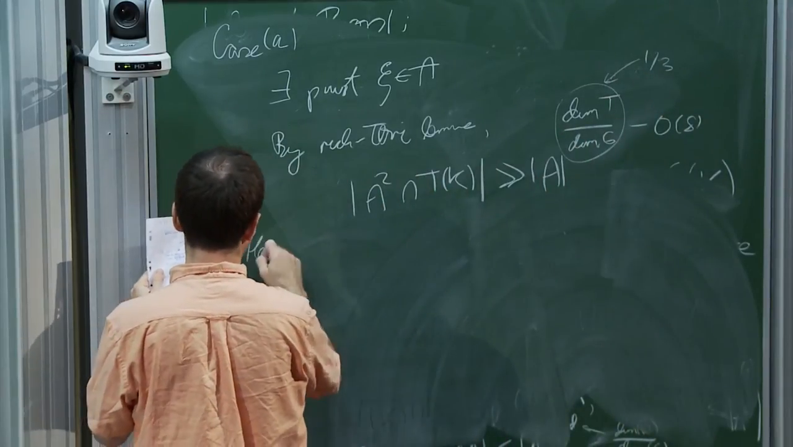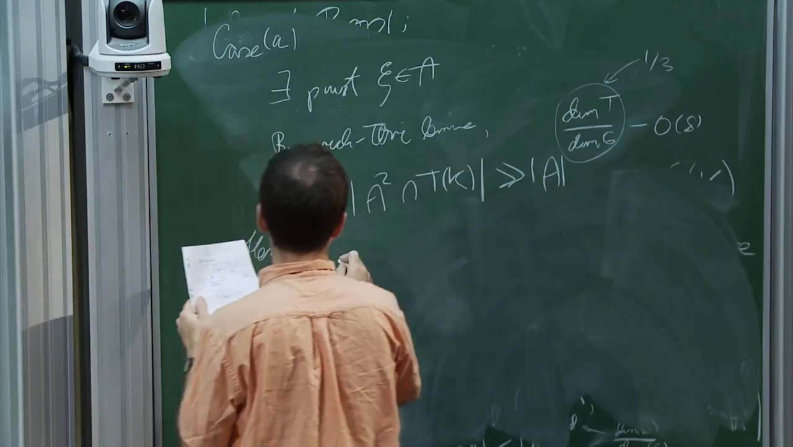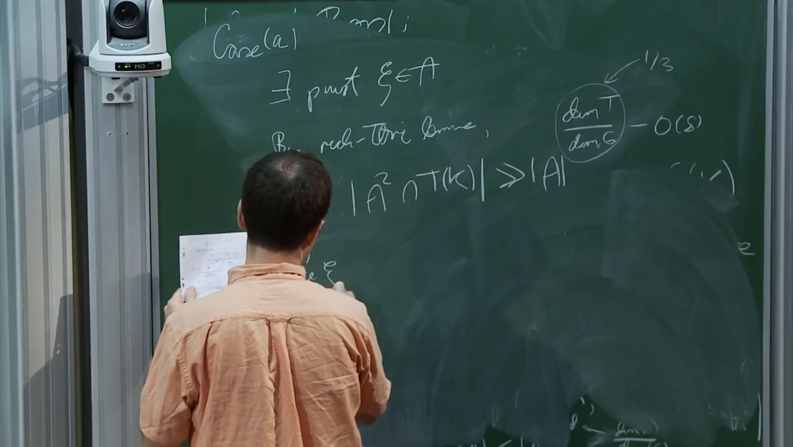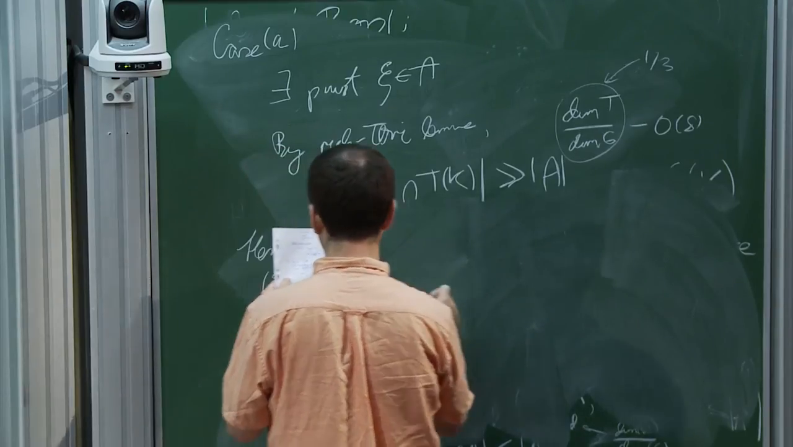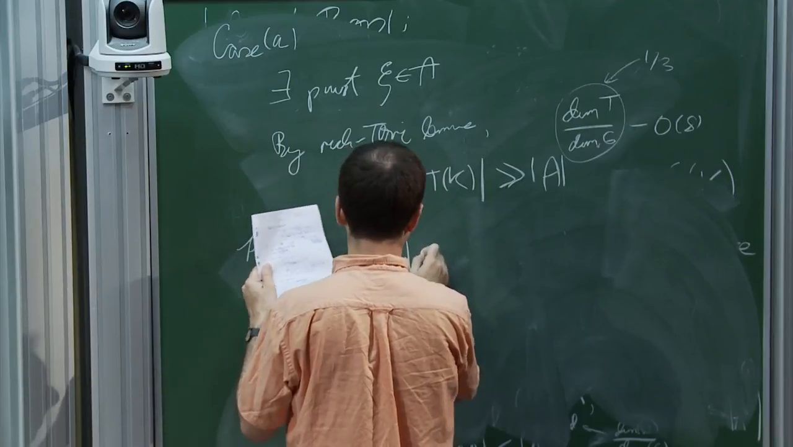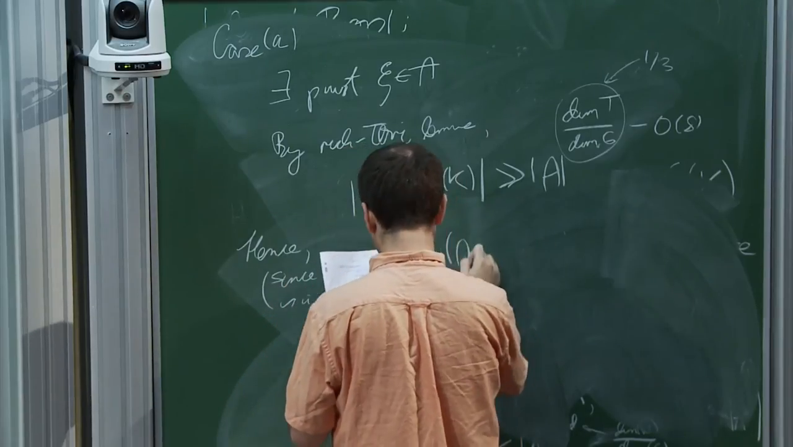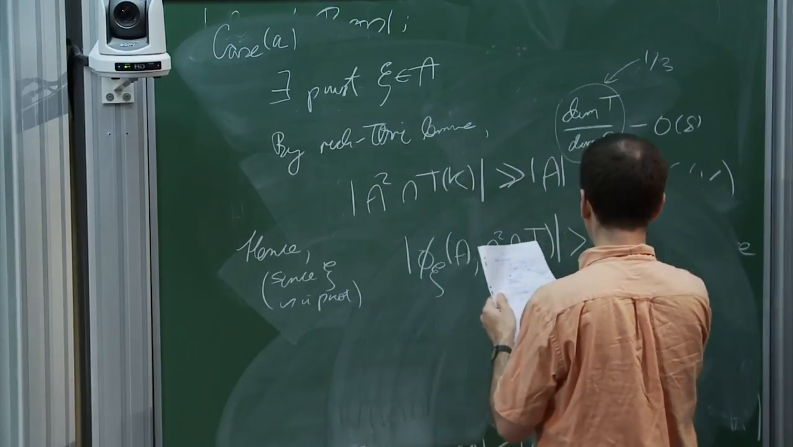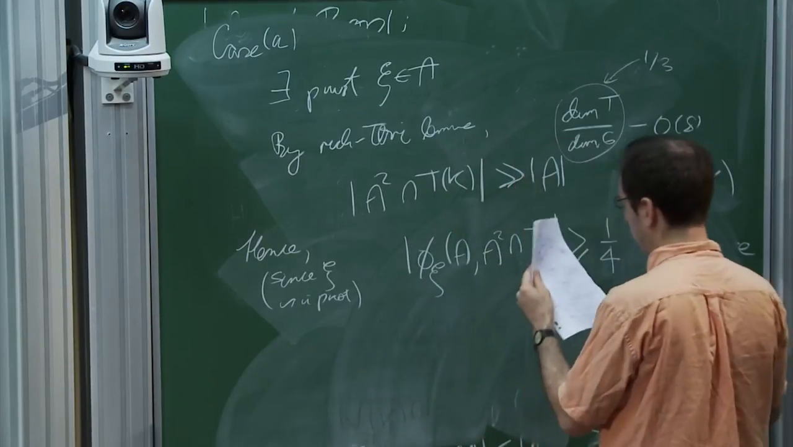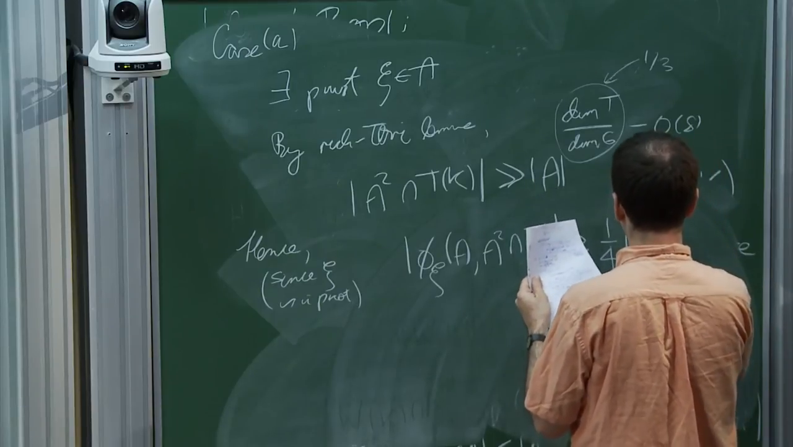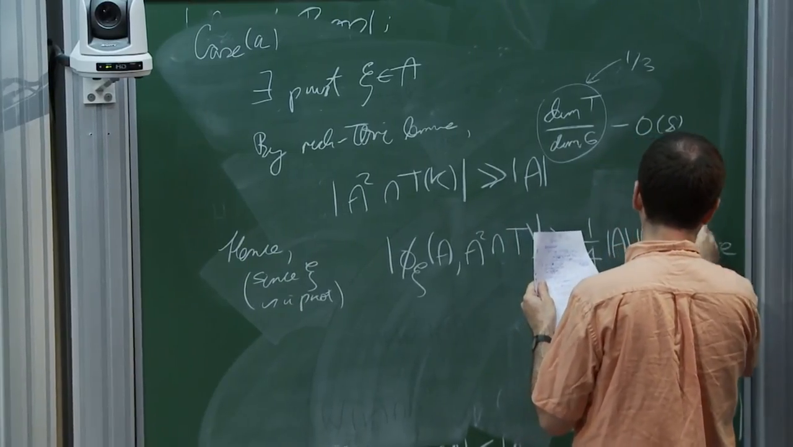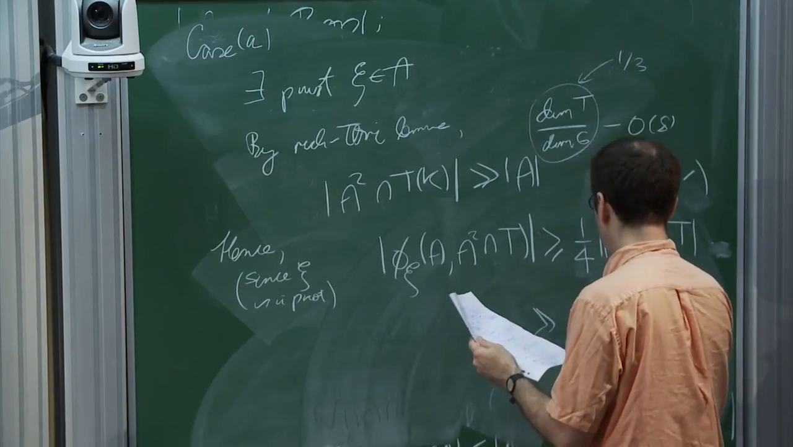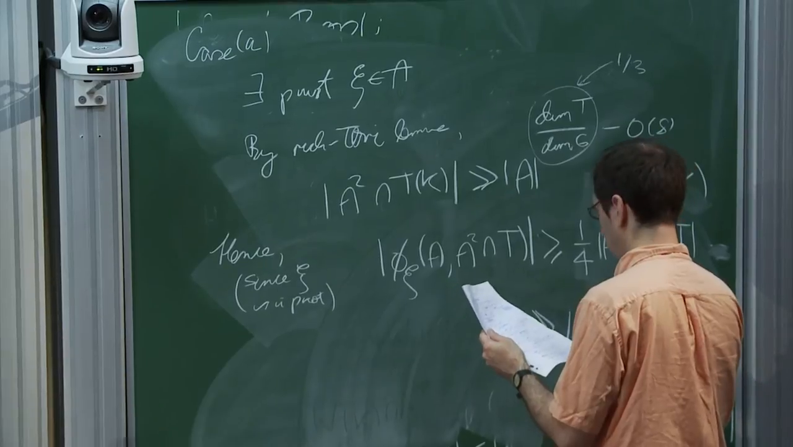Hence, since this is a pivot, the map is injective, so we have that phi xi of A, at least 1/4 of that, that's coming from the plus minus A, is at least as large as the domain, and this is A to the 4/3 minus O of delta.